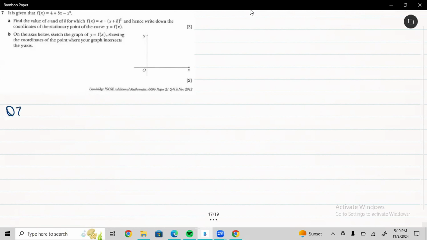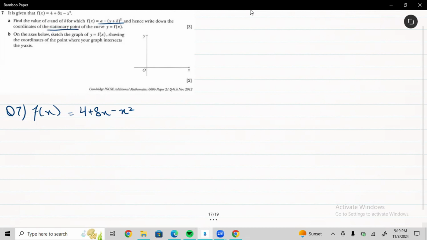So there are not going to be any new concepts in this exercise, so we'll just jump straight into question number 7. What they've given us is the function f(x) = 4 + 8x - x squared. Basically, they're saying to convert this into the form a - (x + b) whole squared and find the values of a and b. Then we have to write down the coordinates of the stationary point. So let's first solve the first part, then we go to the stationary point.